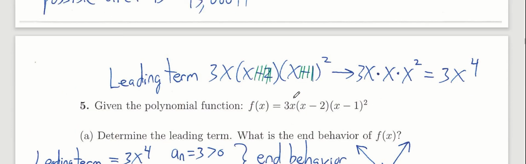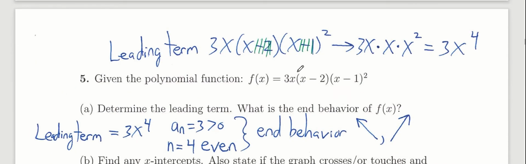When the polynomial is presented like this in factored form, you do not have to expand it all the way out in order to find the leading term. What you can do is within each parenthesis, just get rid of all of the lowest order terms and only keep the highest order term in each parenthesis. For example, out in front we have a 3x, so we keep that.